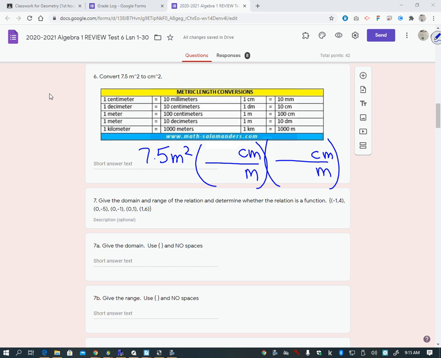Now, what is bigger, a meter or a centimeter? A meter, so that gets the number 1 on both of them. How many centimeters are in a meter? 100. In fact, it says so right here. So there's 100 and 100. So I need to take 7.5 and multiply it by 100, and then take that answer and multiply it by 100.